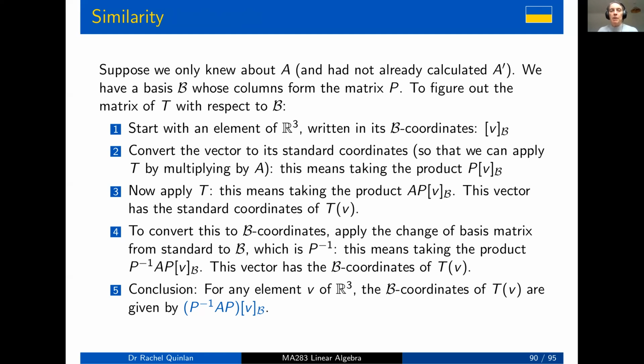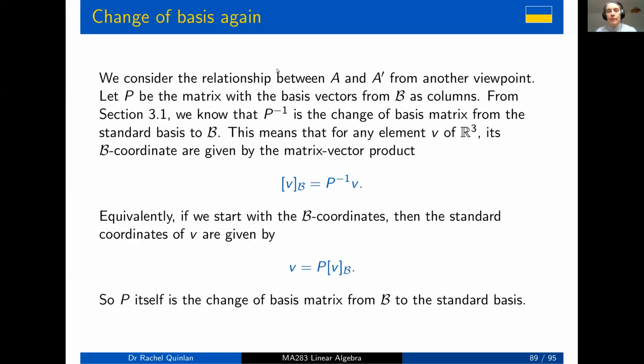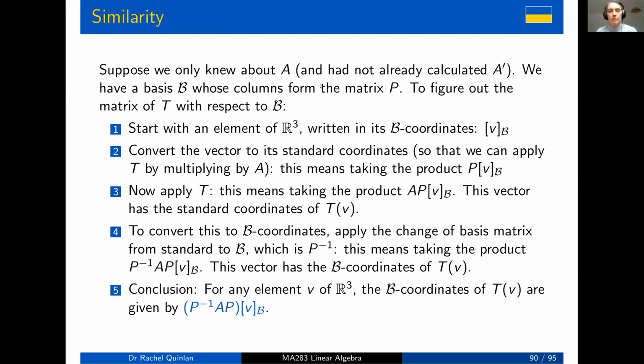So if we want to figure out what the matrix of T with respect to B should look like in terms of A and P: A is the matrix that we started with, T is left multiplication by A, and P is the matrix whose columns are the elements of the basis that we're interested in and that we'd like to write T with respect to.